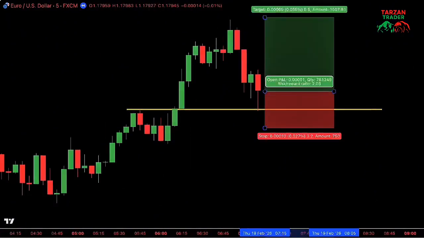We place our entry at the close of the tailed bar, set our stop loss below the support level to protect our position, and target the next key level on the chart. And as you can see, after entering the trade, the market continues moving upward and reaches the target.